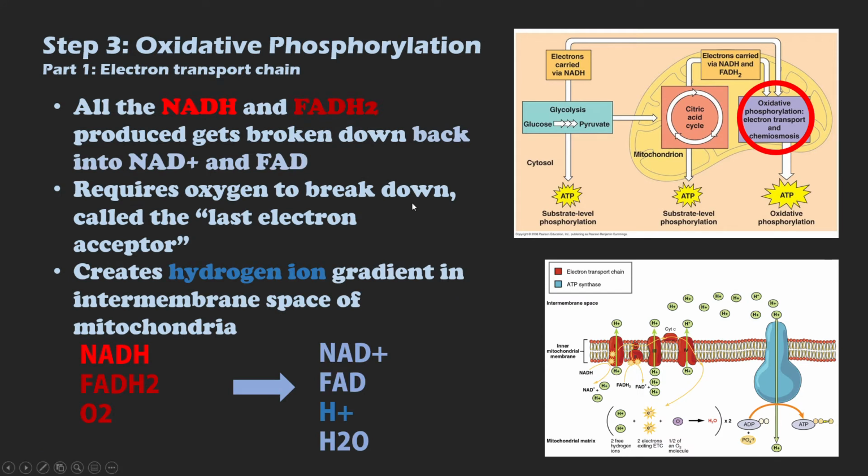So in the final step, oxidative phosphorylation, all of the NADH and FADH2 that we've been producing in the previous steps are then broken back down into their former forms, and it produces this hydrogen ion gradient in the intermembrane space of the mitochondria. What's important to know is that oxygen is very important for this step of the process. It's known as the last electron acceptor, and this process of breaking down the electron carriers wouldn't be able to happen if it wasn't for the oxygen that you breathe.